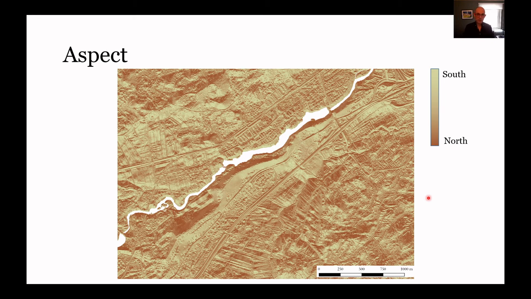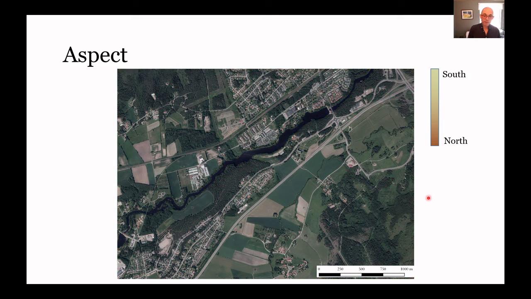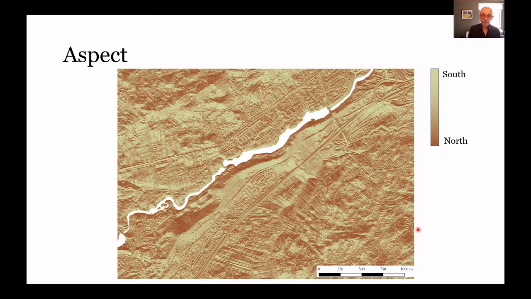So we can see a lot of changes in information, changes in the direction of the slope, even those that may not be terribly obvious to us. If we were to compare this to the aerial photograph, we can see that these fields here are quite flat. And when walking around here, we perhaps wouldn't regard them as having much of a change in slope direction at all. But the aspect data says otherwise. It says that there are changes here.